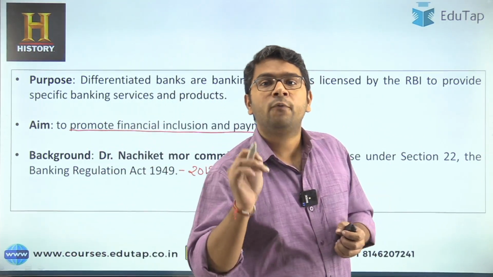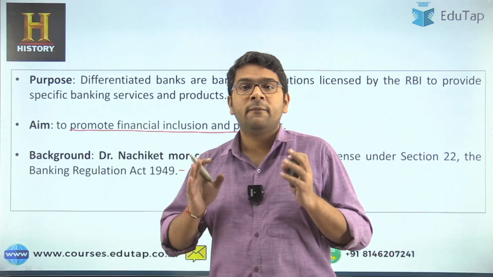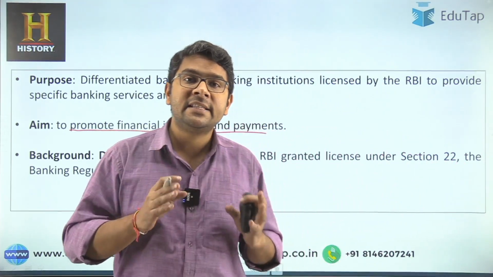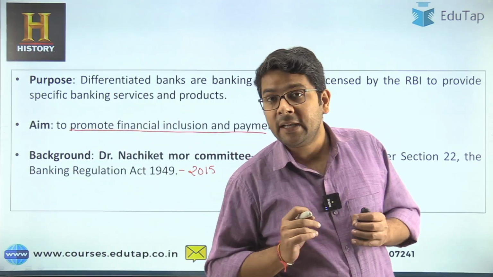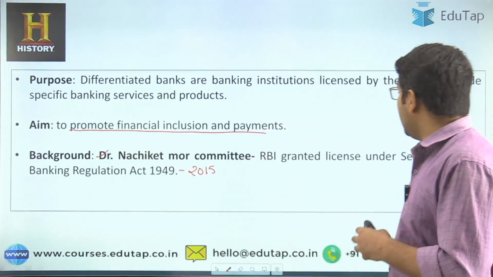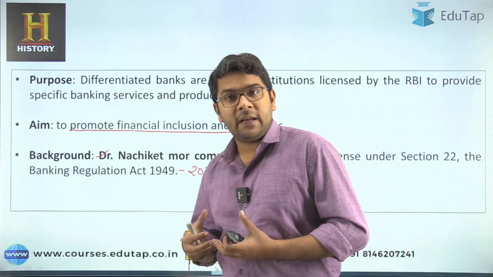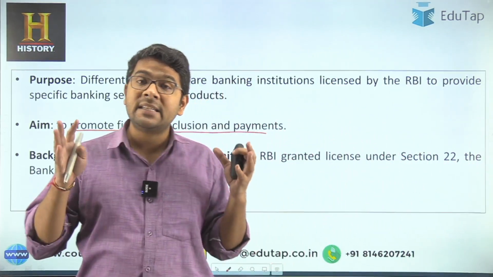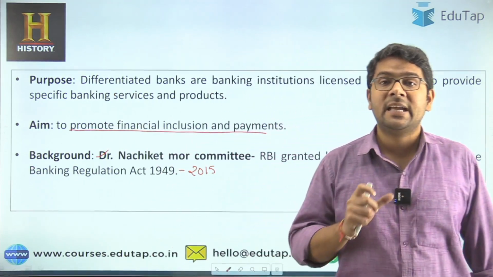So in the year 2015, RBI established a committee which was headed by Dr. Nachiket More. Usha Thorat was also one of the members of the committee, and guys, this committee recommended that you need to give licenses to the differentiated banks. Okay, so this is the background, and guys, please remember the name of the committee. It is quite important. A question can be asked in the examination.